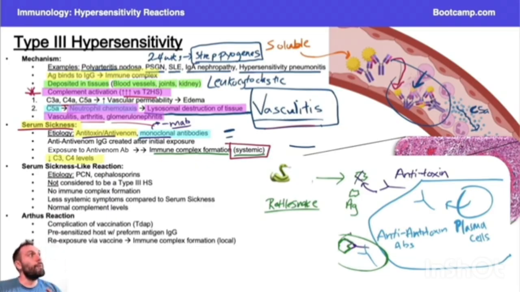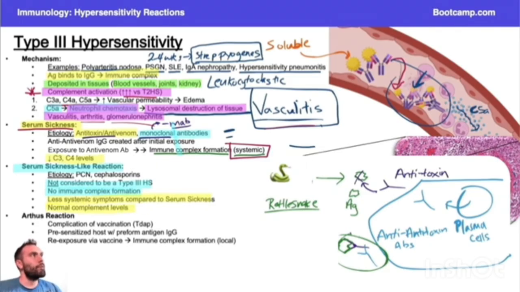The thing that you have to be careful about is serum sickness-like reaction, because occasionally this gets distinguished from serum sickness, and this is not the same thing. The big thing to remember is that serum sickness-like reaction is not considered to be a type 3 hypersensitivity. Serum sickness is considered to be a type 3 hypersensitivity. Serum sickness-like reaction is not, and there is no immune complex formation, which is essentially why it's not considered type 3. This presents similarly to serum sickness, but because there's no immune complex formation, generally the symptoms are much milder and the complement levels are normal because complement is not causing the symptoms per se.